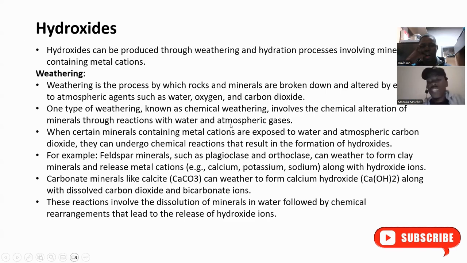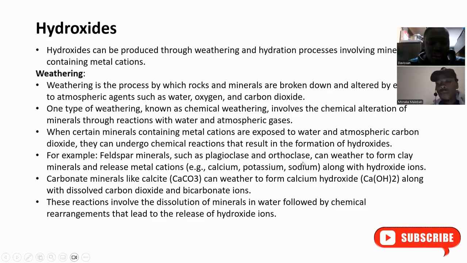Then we've got different types of weathering: chemical weathering, physical weathering, and biological. But the most important part is that weathering breaks down the minerals. When certain minerals containing metal cations are exposed to water and atmospheric carbon dioxide, they undergo chemical reactions that result in the formation of hydroxides. For example, feldspar minerals such as plagioclase and orthoclase can weather to form clay minerals and release metal cations: calcium, potassium, and sodium.